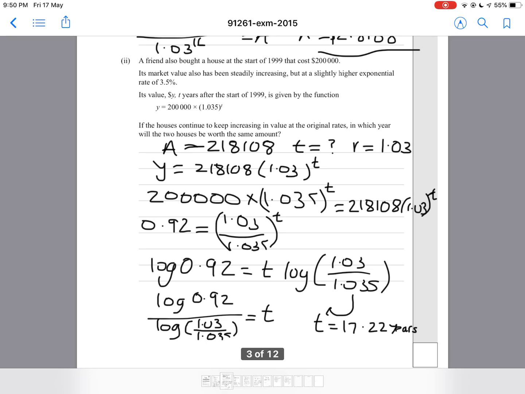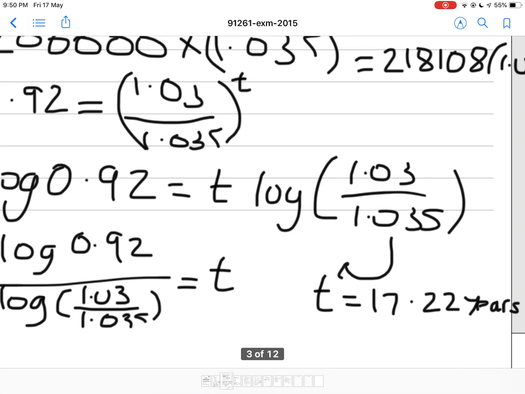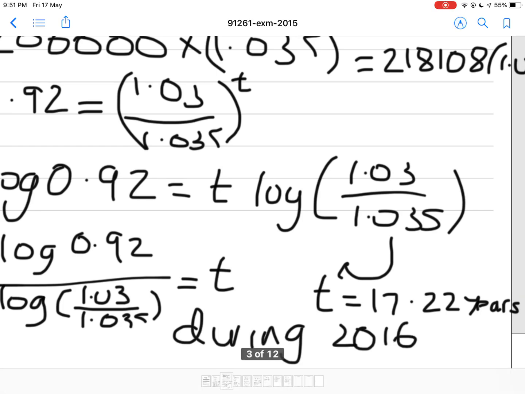So not at the start of 2016, but in 2016, okay? You have to mention that it's in 2016. It's not at the start of 2016, it's in 2016. So it's sometime during 2016 that these two houses will be the same, okay? We can just say during 2016. We don't even have to elaborate, okay? We just say during 2016, basically.